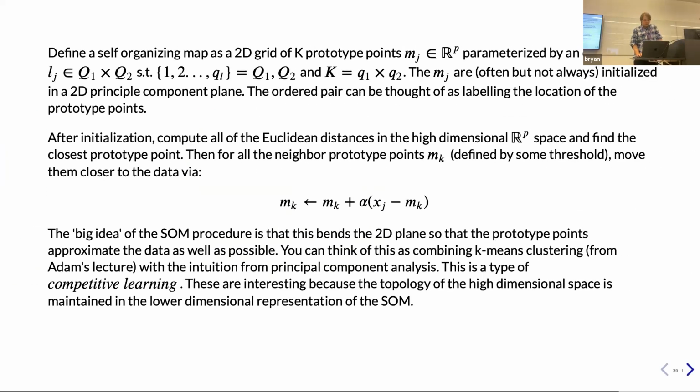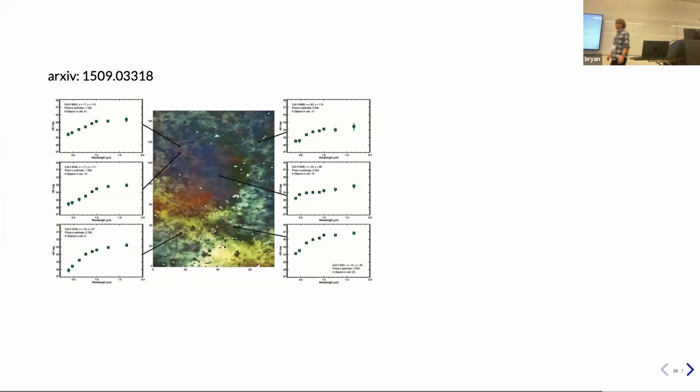So we can make this rigorous. A self-organizing map is a 2D grid of k prototype points that live in some space of dimension p, and these are parameterized by some integers, right? So what we mean by that is that the self-organizing map is, say this is like 64 by 64. The self-organizing map has points that are like 0.40, 0.60 in x, 0.40 in y. So those are our parameters.